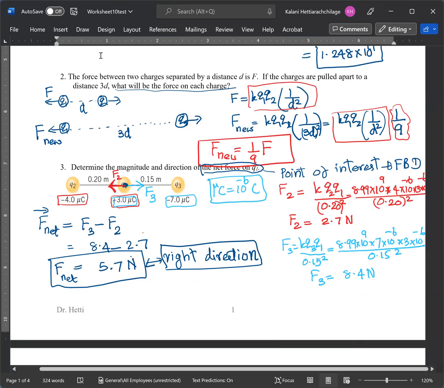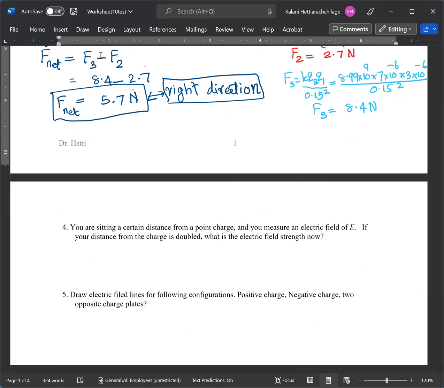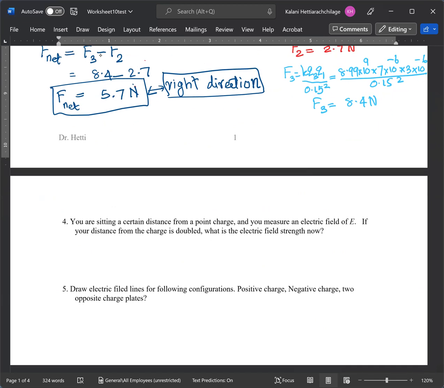Okay, so now let's move into number 4. So now you are sitting a certain distance from the point charge and you measure the electric field E. If your distance from the charge is doubled, what is the electric field? So now if you have a charged particle, you measure the electric field here, right? And then you measure the electric field here, at double the distance. This is E new, and this whole distance is twice the distance that we had earlier. Okay, what is the electric field strength now?